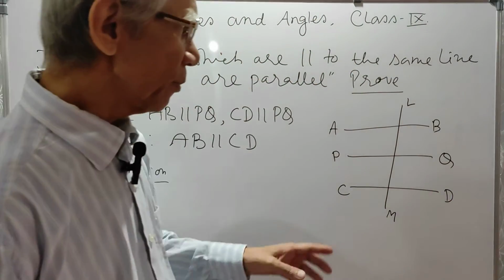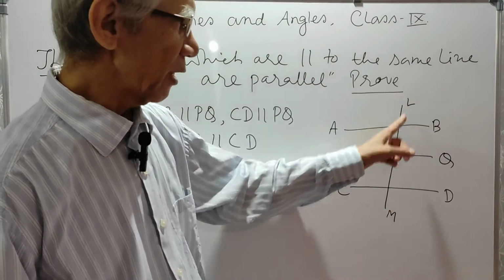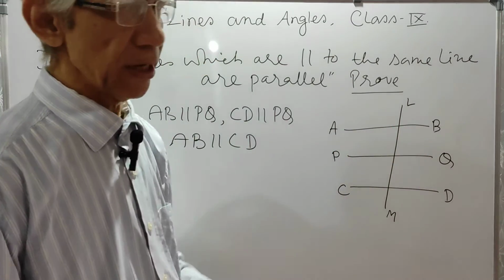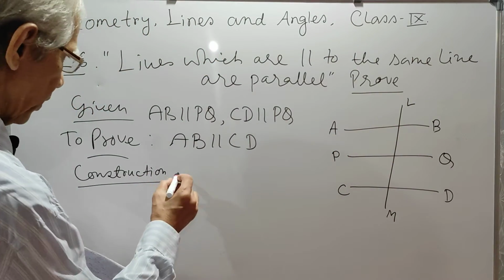We are drawing LM, which cuts the three lines. That means LM is a transversal of these three lines. So that is the construction. So what is the construction?